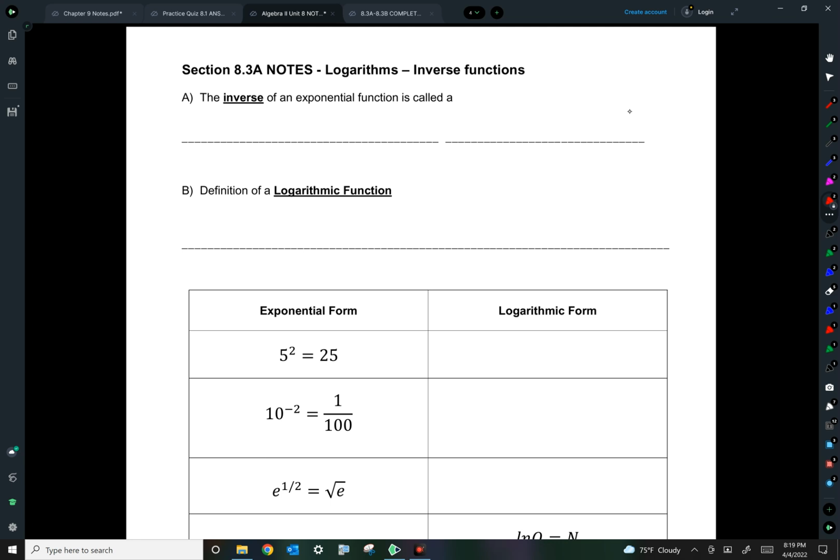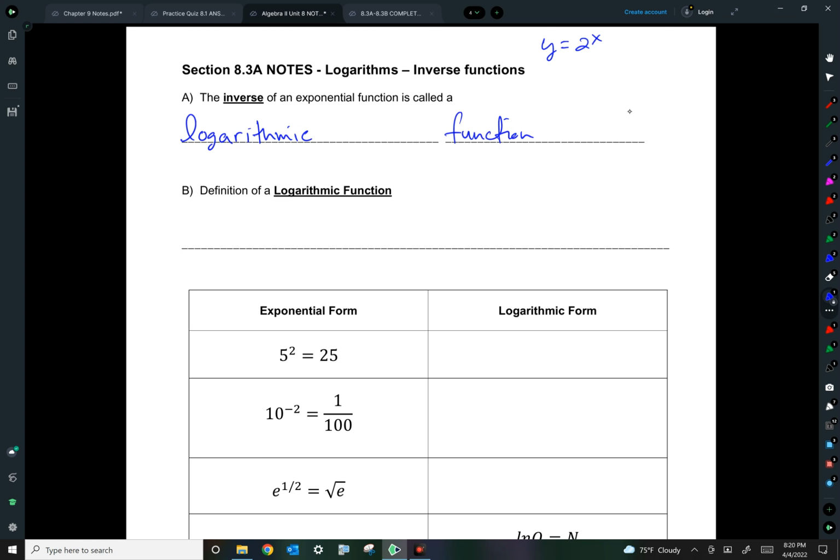Okay, so first of all, the inverse of an exponential function. So remember, exponential functions are like maybe y equals 2 to the x, something like that. Or I mean, exponential just means you have exponents. Okay, so the inverse of an exponential function is called a logarithmic function. Logarithmic function. Okay?